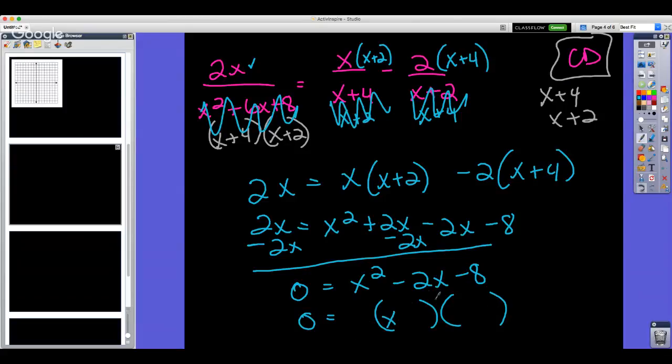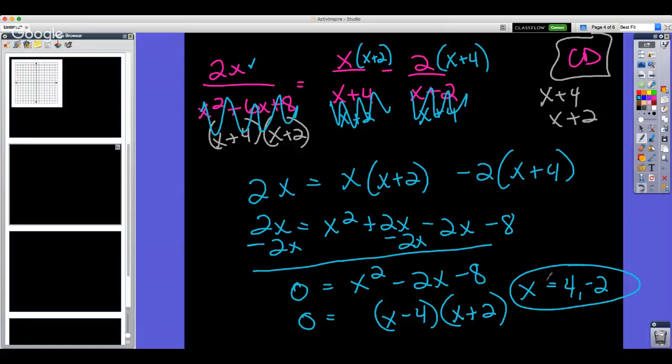Factor it out. So what two numbers multiply to negative 8? 4 and 2, so minus 4 plus 2. Good. And x minus 4, x plus 2. So what does x equal? 4 and negative 2. Very good.